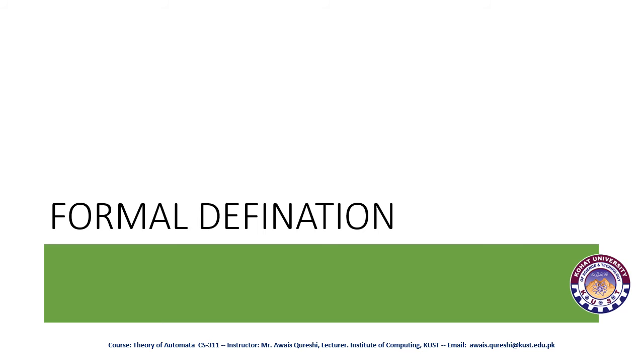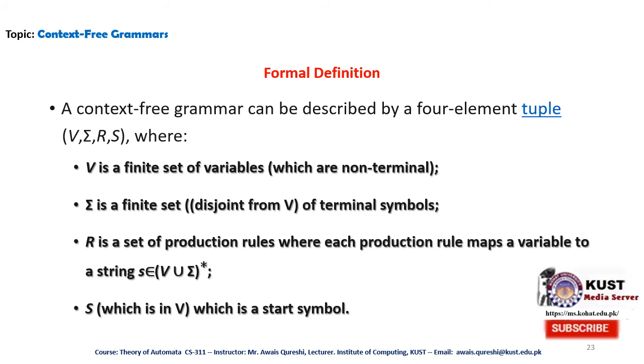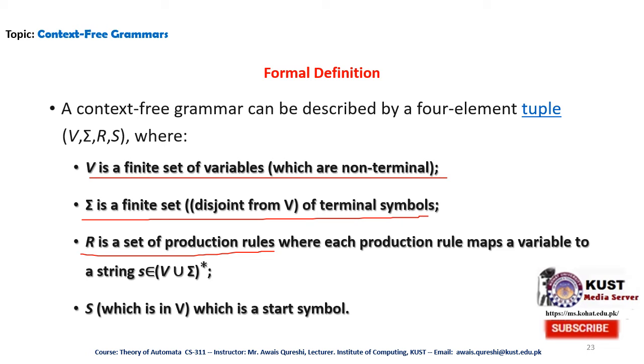So let's talk about the formal definition of context-free grammars. It can be described by a four-element tuple, which is V, Σ, R and S, where V is a finite set of variables, which are non-terminals. We can call V a finite set of variables, and those variables are non-terminals. And Σ is a finite set of terminal symbols disjoint from V, and R is a set of production rules where each production rule maps a variable to a string.